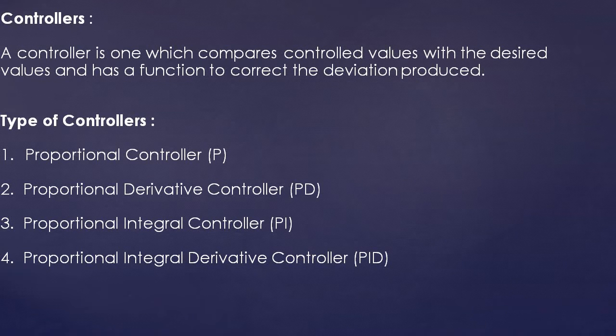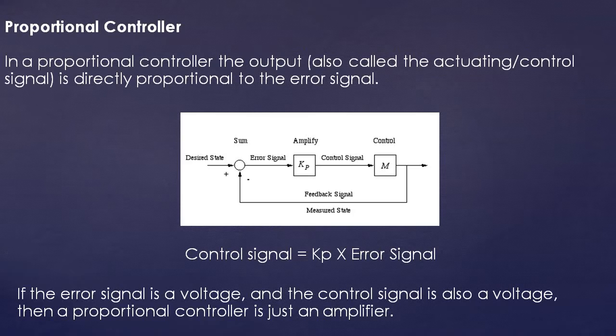Okay, so we are studying types of controllers. Last time we saw there are 4 types of controllers: proportional, that is P, proportional derivative PD, proportional integral control PI, and proportional integral derivative controller, that is PID. So these are the 4 types of controllers.